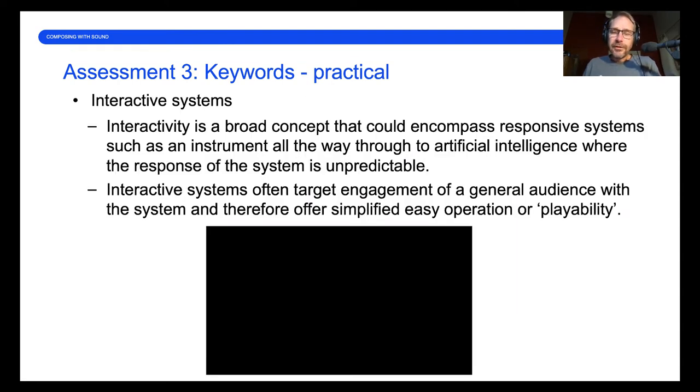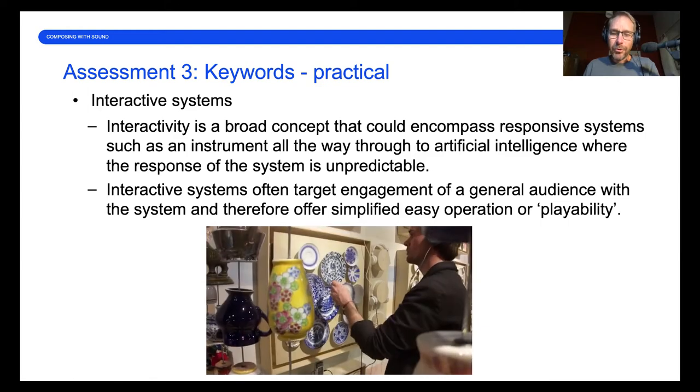Okay, so another one of these keywords is interactive systems. Interactivity is a broad concept that could encompass responsive systems, such as an instrument, all the way through to artificial intelligence, where the response of the system is unpredictable. Interactive systems often target engagement with a general audience and therefore offer simplified and easy operation or playability. We saw an example of this in the Soundboards project.